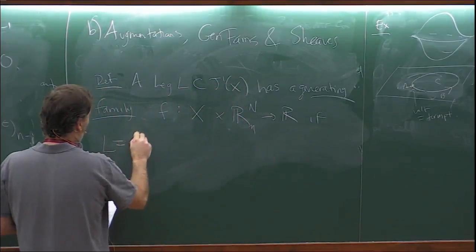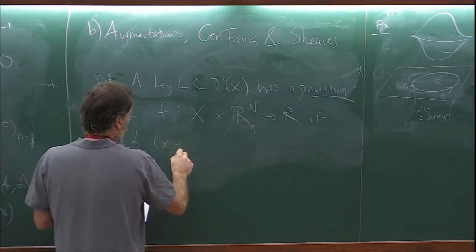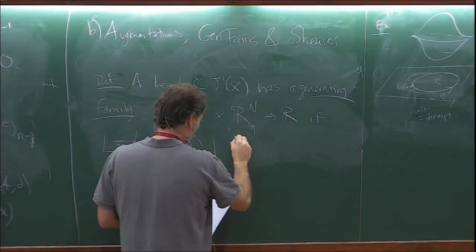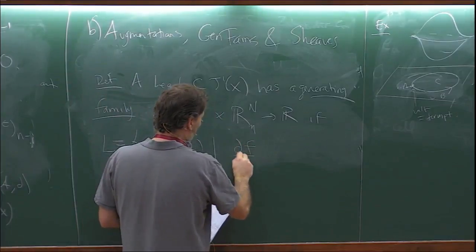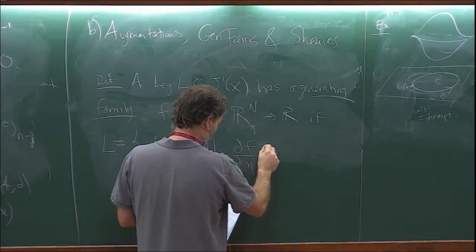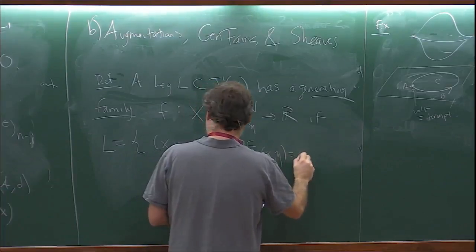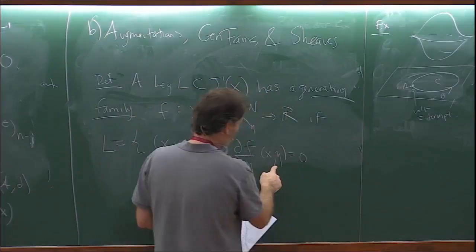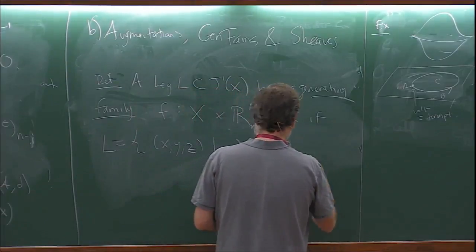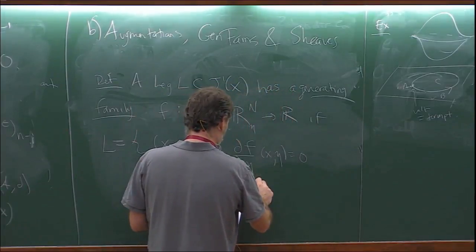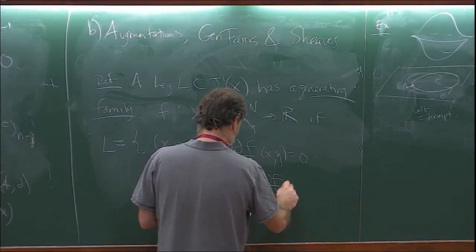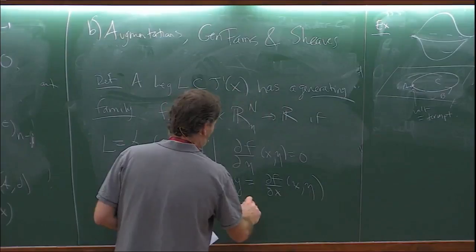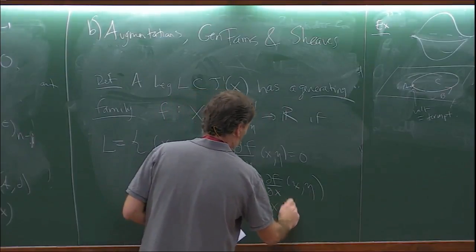I can write L as the set of points in my one-jet space such that I look at where the fiber coordinate partial derivatives are 0. I set my y coordinate equal to the partial derivative of F with respect to x at that coordinate. And then z is the value of the function.